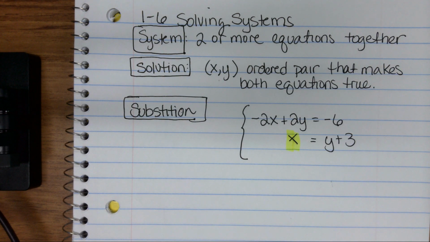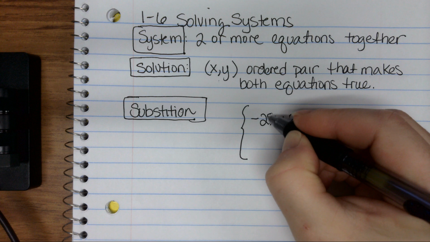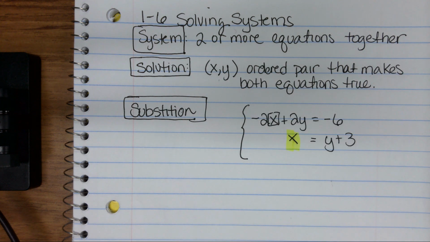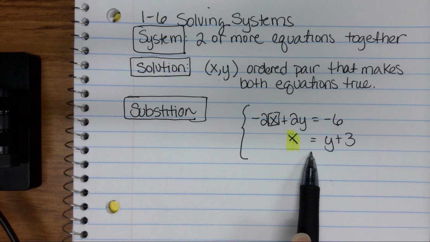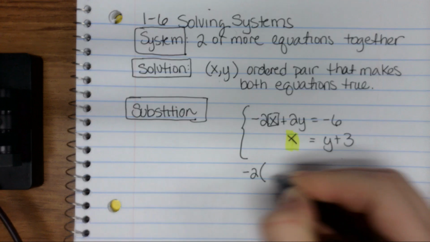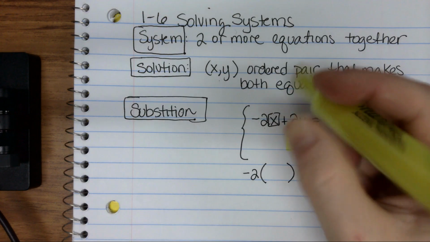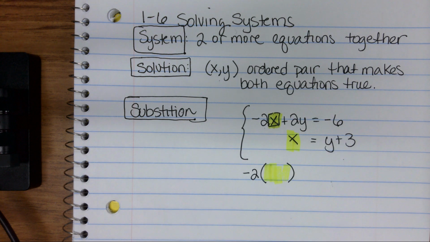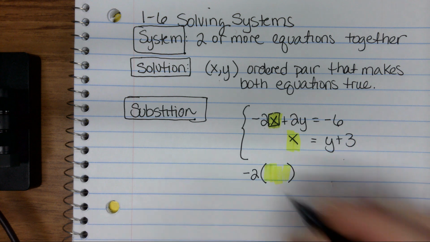What substitution is, it's just like substituting in a volleyball game. When you substitute, doesn't somebody come out and somebody comes in their place? Same idea. This x right here, I'm going to take out, and in its place, I'm going to put what x is equivalent to, because equals means it's the same thing. So we're going to rewrite this top. This becomes negative 2, and I'm going to put parentheses there to hold my x. And what I'm going to do is put what x equals in its spot. And what does x equal? Y plus 3.